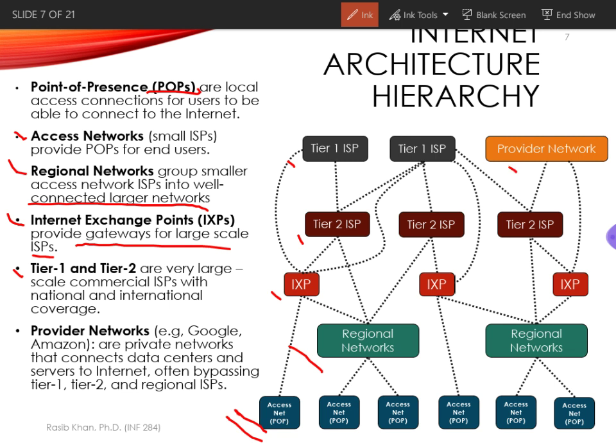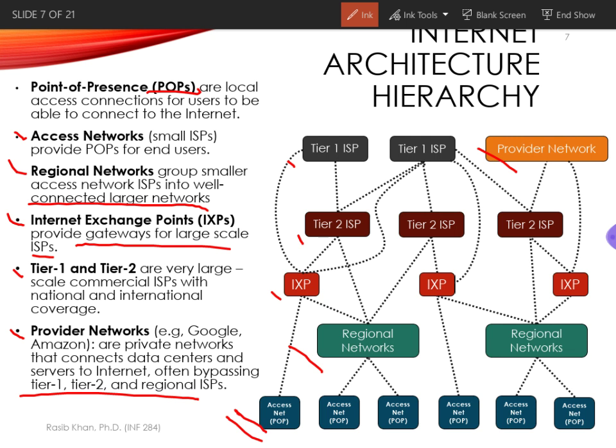On the side, we have something that we call provider networks. Provider networks are private networks that basically connect data centers or servers to the internet, and in most cases they actually bypass the Tier 1, Tier 2, and even the regional ISPs. A common example would be Amazon. They have their data centers across the world in different countries. For example, there are Amazon servers on the East Coast, on the West Coast, in Ireland, in Japan, Singapore, and all of these data centers are connected with a private network, and that's something that we call the provider network.